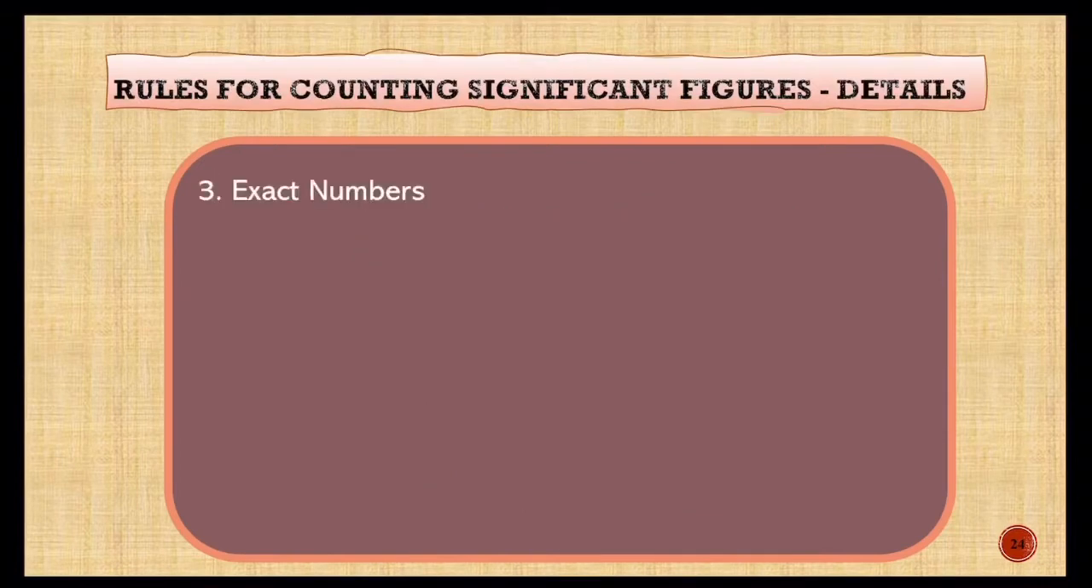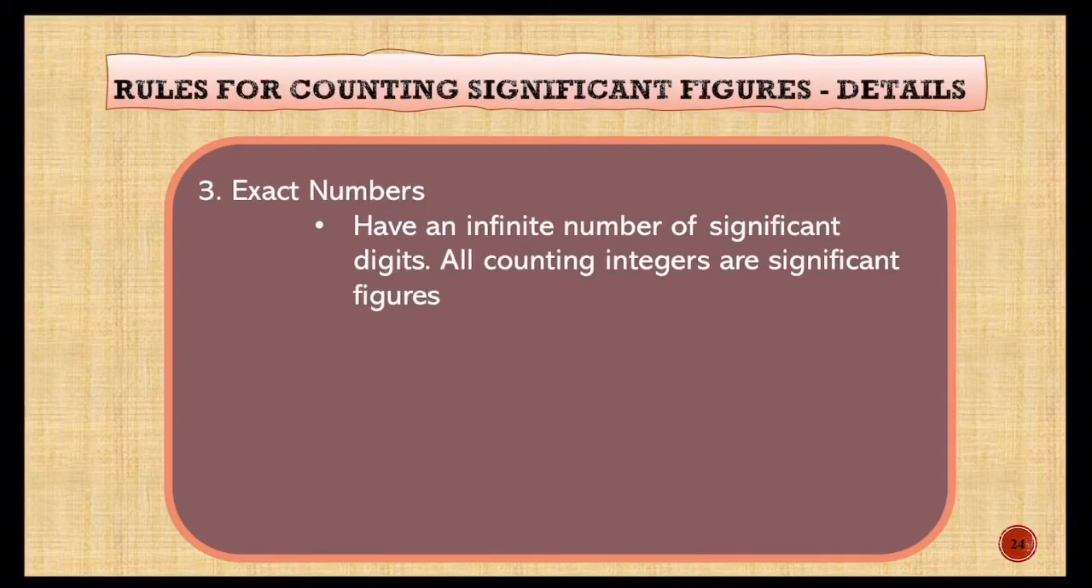Let's move on to exact numbers. Exact numbers have an infinite number of significant digits. All counting integers are significant figures. So let's look at a few more examples. 1 inch equals 2.54 centimeters exactly. Not 2.546382. No, it's 2.54 centimeters exactly. So all 3 of those are significant.